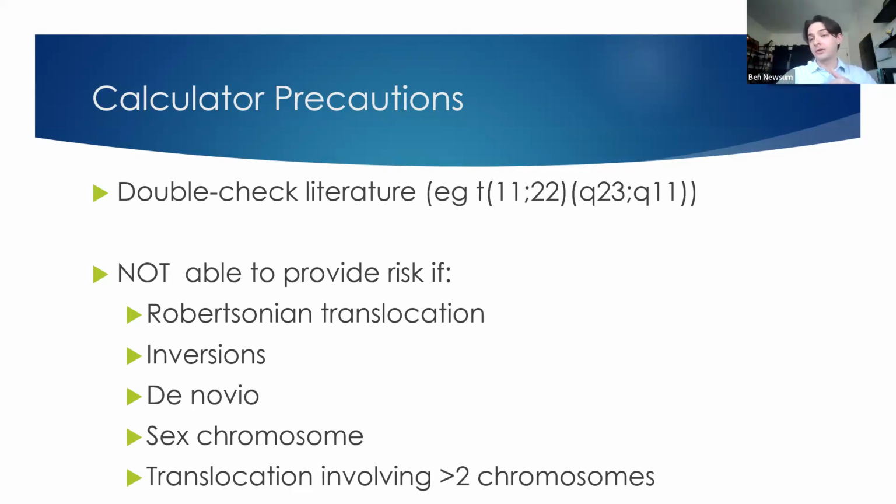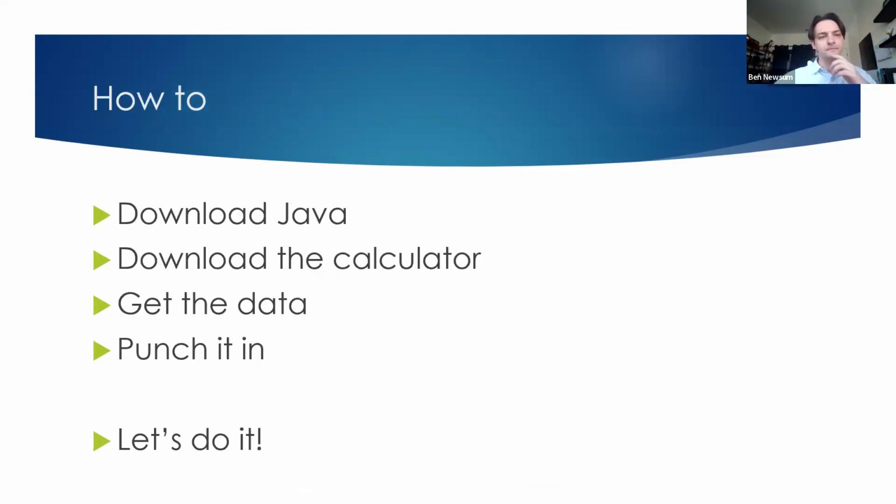Cannot do inversions on a single chromosome. If it's a de novo translocation in a child, then of course, there's not going to be a huge recurrence risk for that, and the calculator wouldn't be relevant. Sex chromosomes are not able to be input into the calculator, and translocations involving more than 2 chromosomes, which are extraordinarily rare anyway, wouldn't be something that can be input into the calculator.